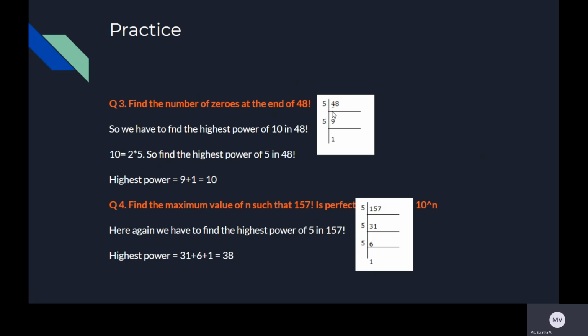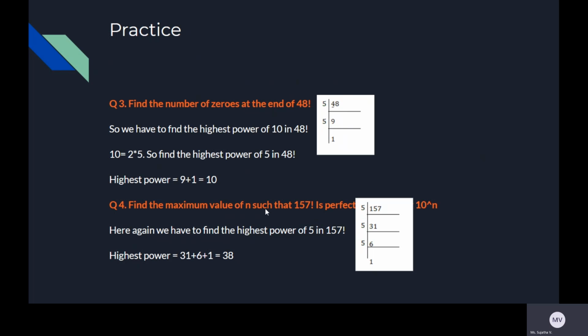So here, 48 when you divide by 5, you get 9. 9 again when you divide by 5, you get 1. So we can stop there. The highest power of 10 in 48 factorial is 10. Okay, the question can be hidden in other wording.